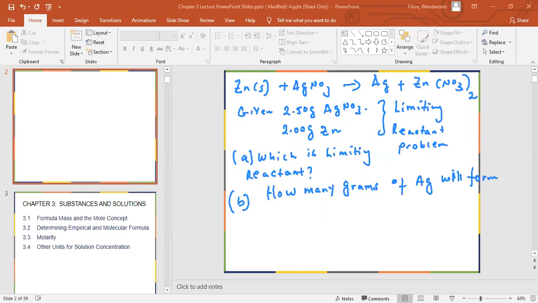Significant figures, always. Significant figures are also factors that you should pay attention to: the number of significant figures when you deal with multiplications and divisions, and the number of significant figures when you deal with additions and subtractions. Okay.